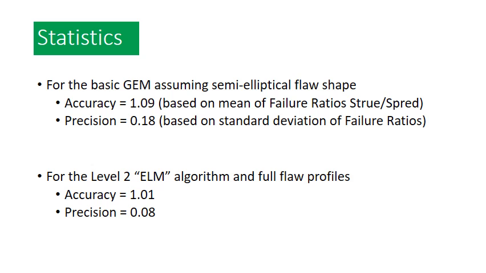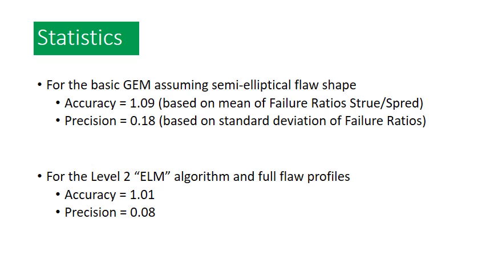If I take a look at some very simple statistics, I can look at the basic GEM, the basic gamma exponent model, and assume a semi-elliptical flaw shape. Now, if I take the failure ratios of all those data points, and I take the mean of them, I will find an accuracy estimated at 1.09. So there we're about 9% overly conservative.